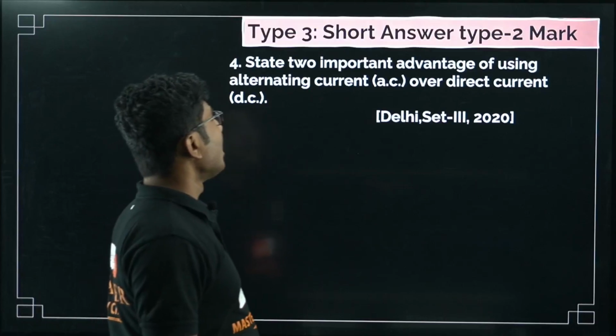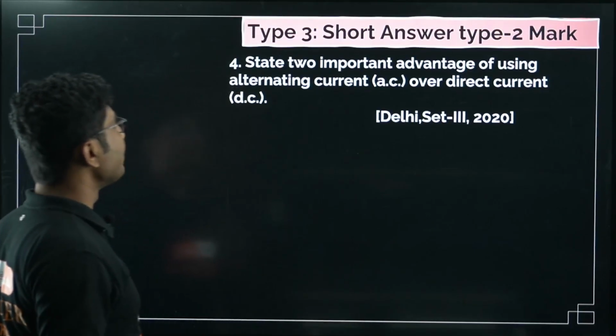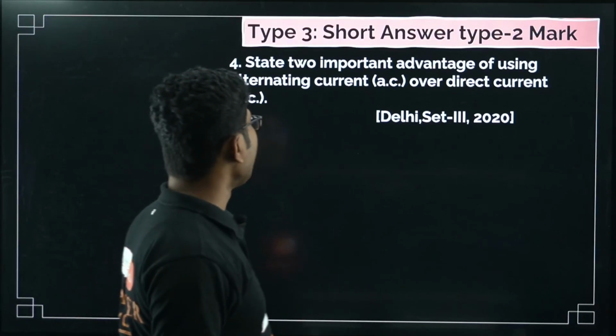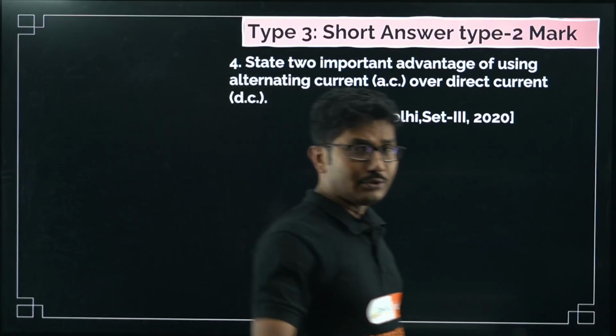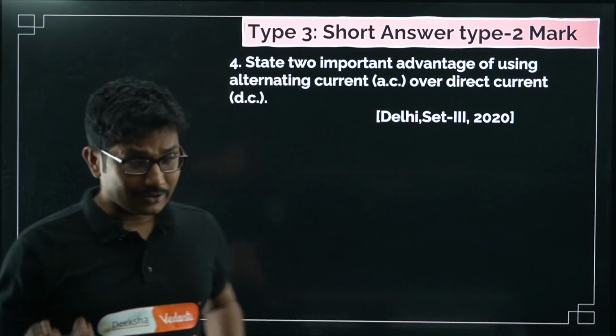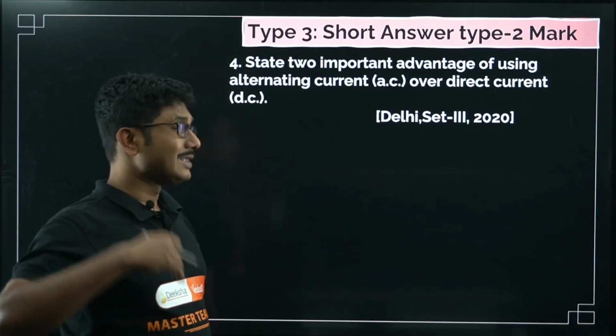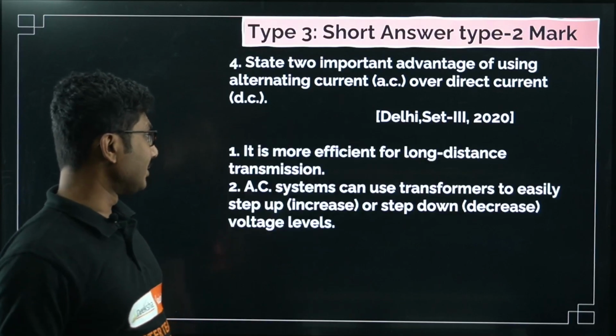Next question, short answer type, 2 mark question. State 2 important advantages of using alternating current over direct current. As you know, in our households we use alternating current. What is direct current and what is alternating current, we will also discuss in the next few questions, but let's see what the advantages are.